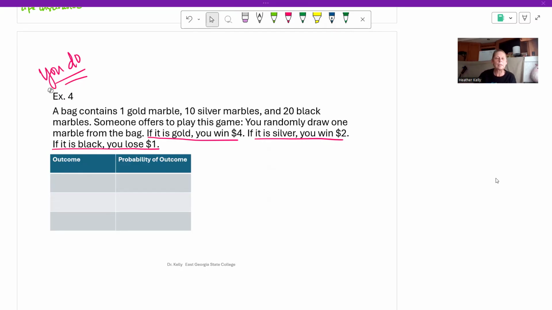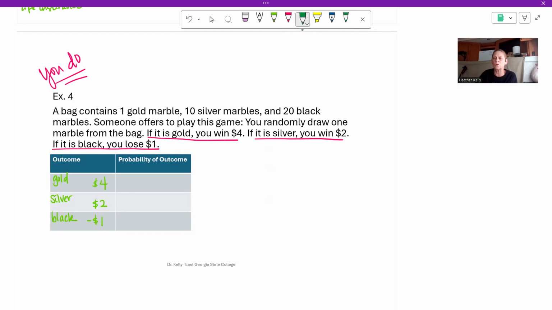Okay, so let's see what we got. All right, so what are our outcomes here? Well, we get gold, we get silver, we get black. When we get black, we lose $1. When it's silver, our outcome is gaining $2. And if it's gold, you win $4.